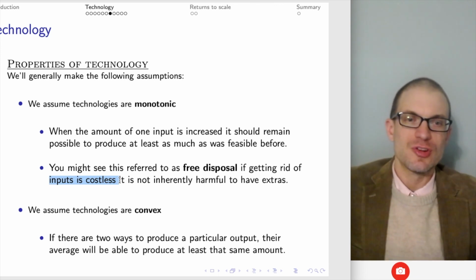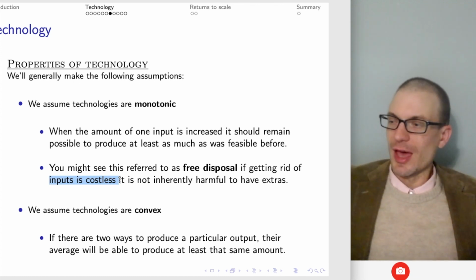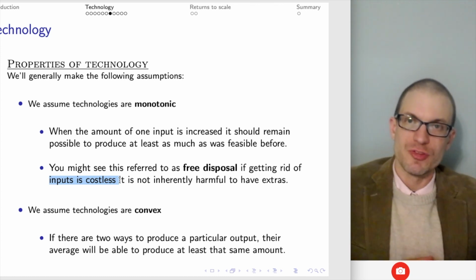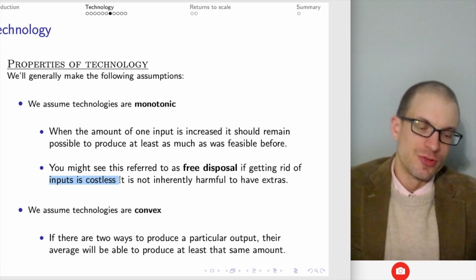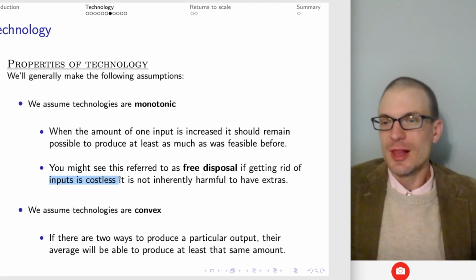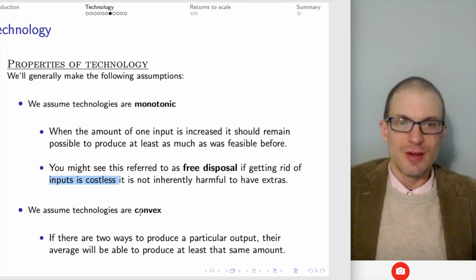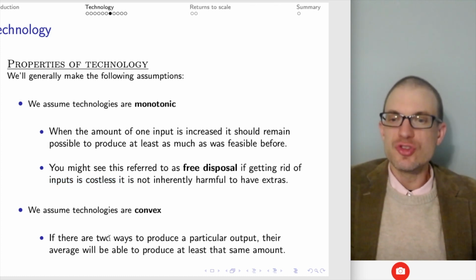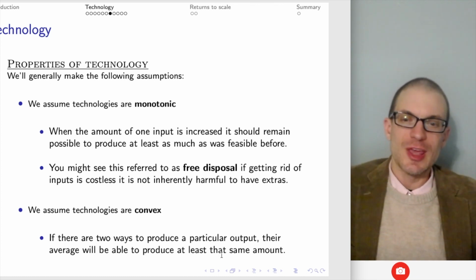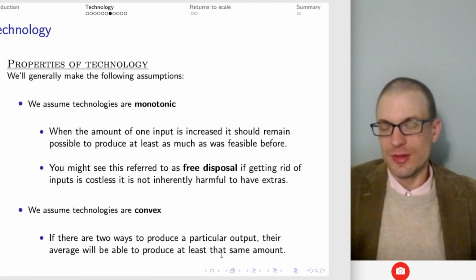The other assumption, just like with consumer theory, where for well-behaved preferences we assumed preferences were convex, meaning averages are preferred to extremes. Our assumption that technologies are convex requires that if there are two ways to produce some particular output, their average should be able to produce at least the same amount.